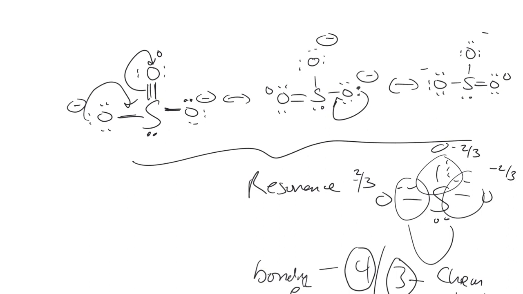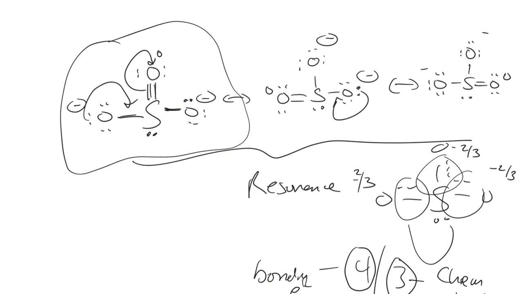Now, a common question you'll see will say something like this. Imagine this Lewis structure for a molecule. Is one of the bonds in sulfite shorter than the other two? What do you guys think? Does anybody think one of the bonds in sulfite is shorter than the other two? None of the bonds in sulfite are shorter than the other two. All three bonds are equal in length.